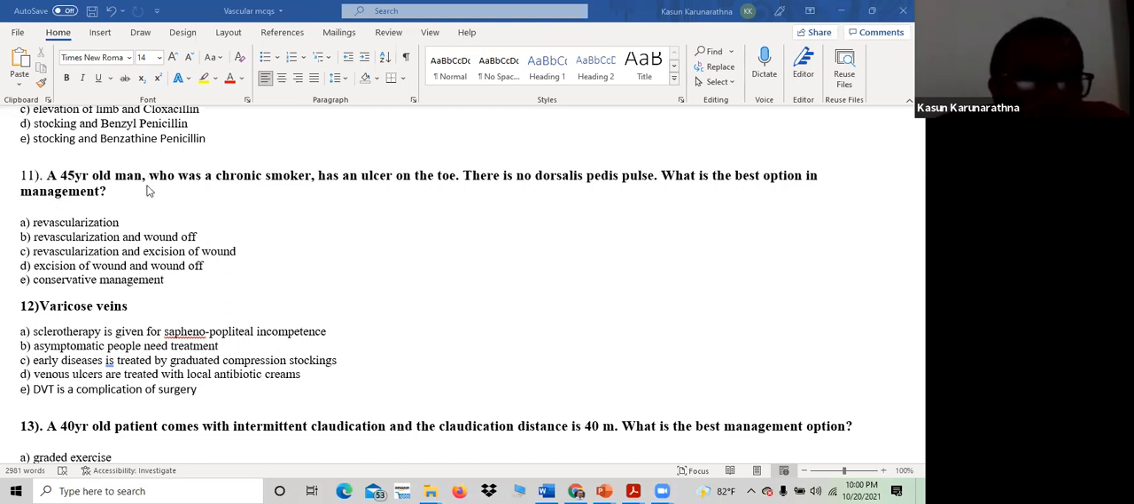Question number 11. A 45-year-old man who is a chronic smoker has an ulcer on the top of the foot. There is no dorsalis pedis pulse. Pedal pulse is absent. What is the best option in the management? What is the answer for this? And what is the stage of the disease? Chronic smoker, ulcer on the top, absent pedal pulses, what is the diagnosis? Anyone?